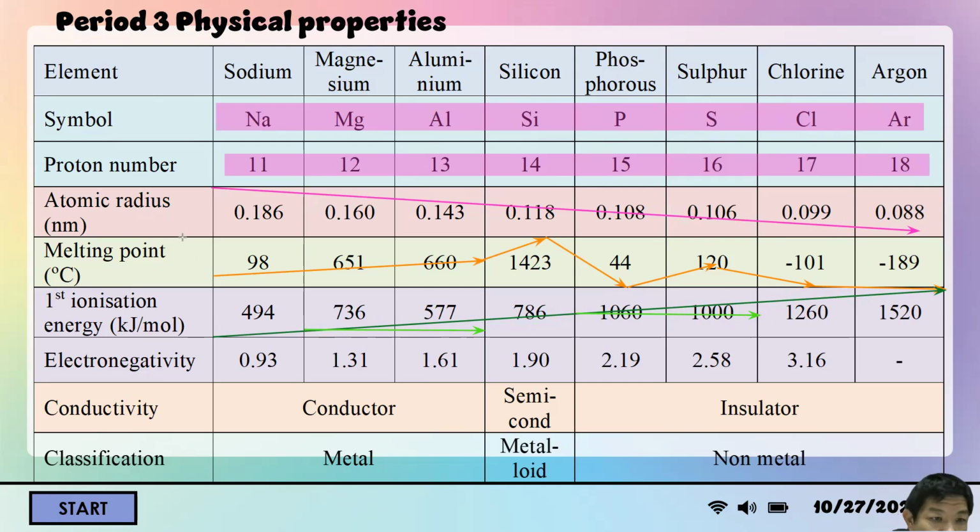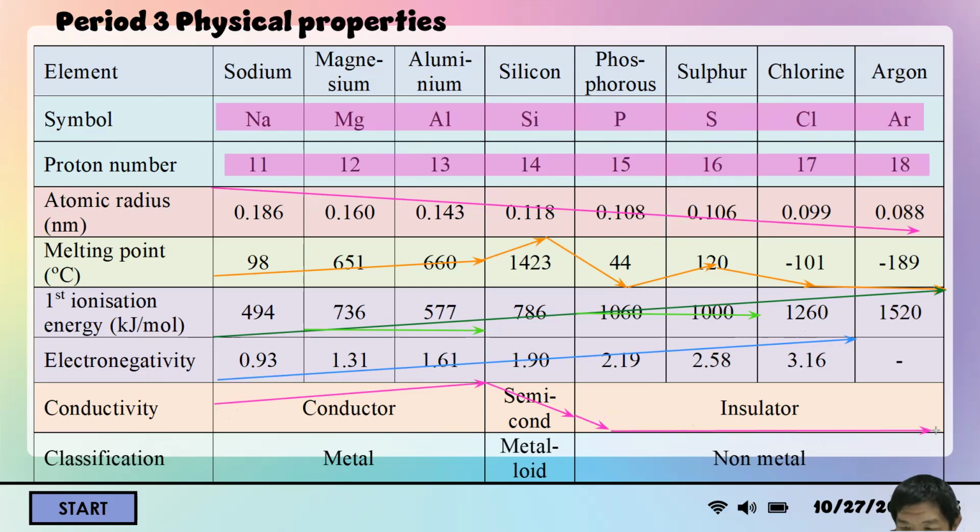And also electronegativity. In terms of electronegativity, it increases going across period 3 here. Last but not least, in terms of conductivity of the elements, sodium, magnesium, and aluminium are conductors. Silicon is a semiconductor, and then phosphorus is an insulator.